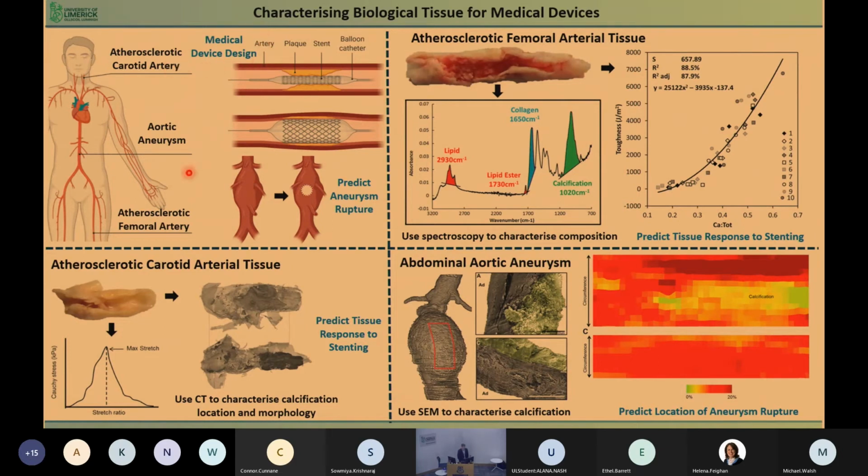So in the case of the carotid and femoral artery, to better inform the design of stents and catheter balloons, which are intended to interact with these diseased tissues, compress them to restore blood flow, or in the case of aortic aneurysm, to better predict when an aneurysm might rupture based on how the composition, morphology, and mechanics interact.